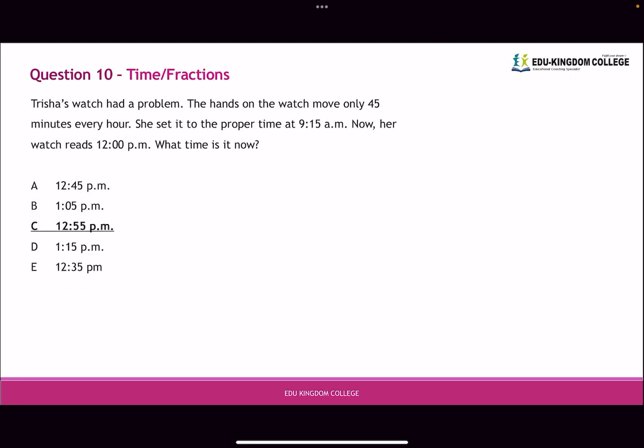Question 10. So Trisha's watch is a little bit slow, only moves 45 minutes per hour. Okay, so when it should move an hour, it's only moved 45 minutes. So it only moves 3/4 of what it should. Okay, and the real time, so only 3/4 of real time. And so what that means is that the real time is 4/3 times. Okay. Real time is 4/3 times greater than how much time has passed on her watch.